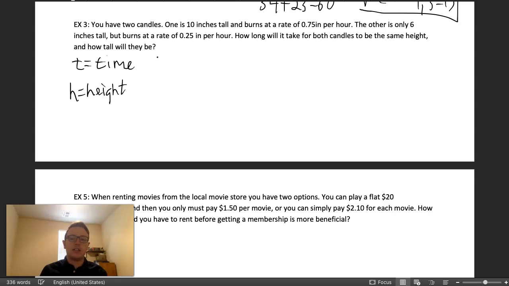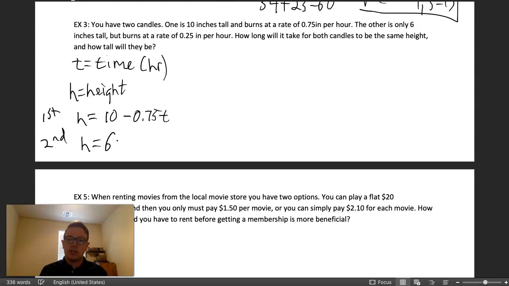And now let's try to create our equations. For these types of problems, we'll have one equation for each different type of thing. So we'll have one equation for the first candle and one equation for the second candle. For the first candle, our height will be equal to, well, it starts out at 10 inches tall, and we lose 0.75 inches an hour. So 0.75 inches per time, and we'll say our time is in hours. For the second, so this is the first candle, the second candle will start with a height of 6 inches, but we'll lose 0.25 inches per hour.